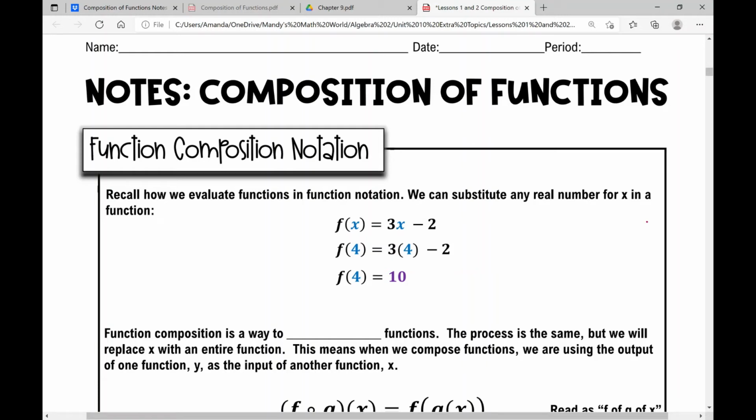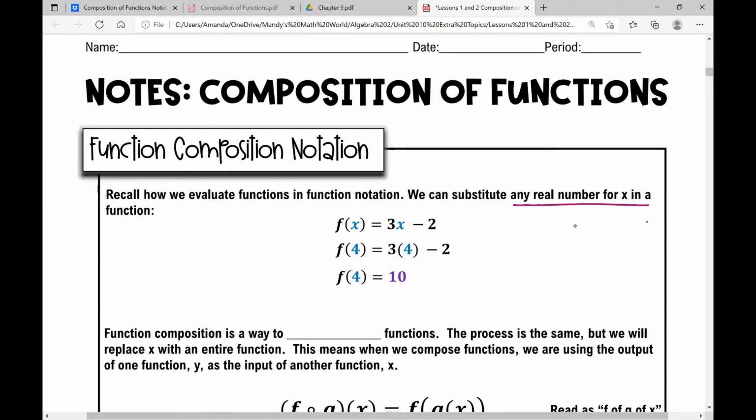Today's notes are over a composition of functions. The first thing I want to do is review function notation. Recall how we evaluate functions in function notation. We can substitute any real number for x in a function.